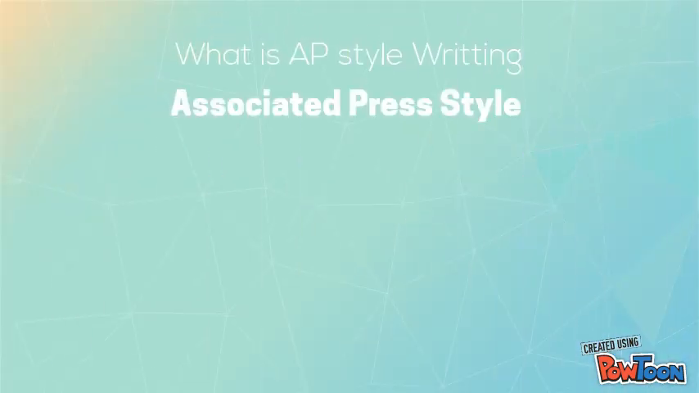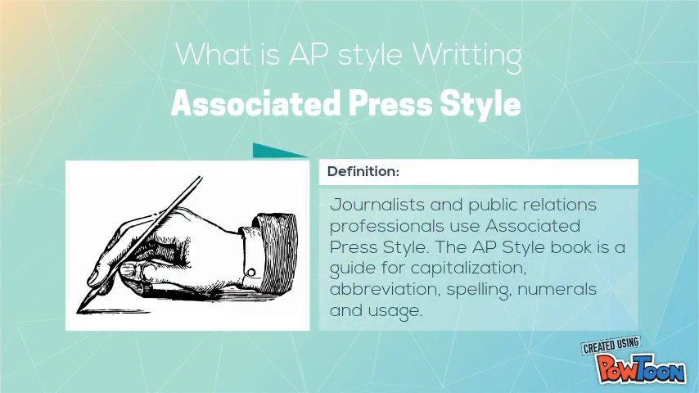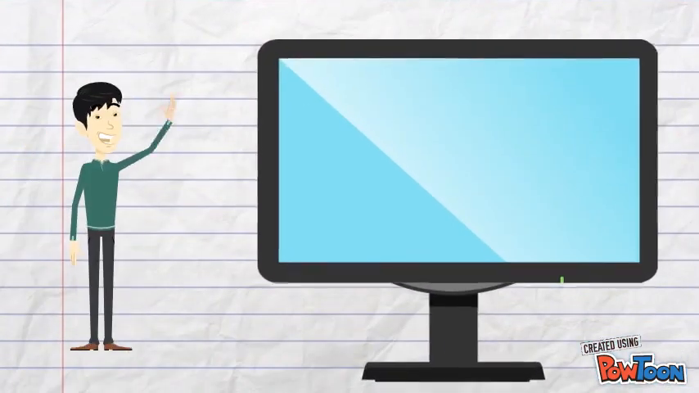What is AP style writing? AP style writing is the Associated Press style. The definition of this style is journalists and public relations professionals use Associated Press style. The AP stylebook is a guide for capitalization, abbreviation, spelling, numerals, and usage.